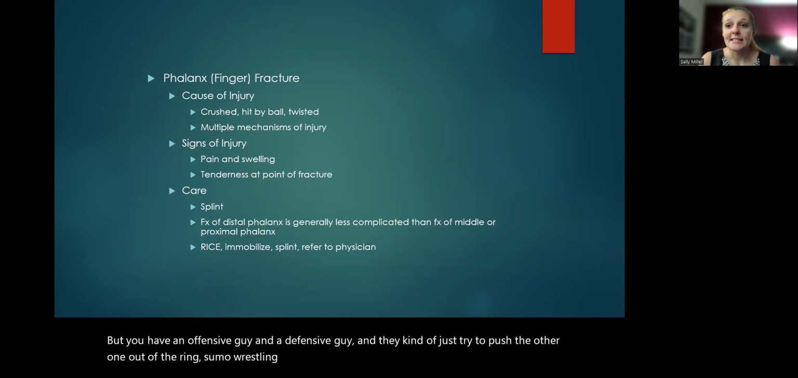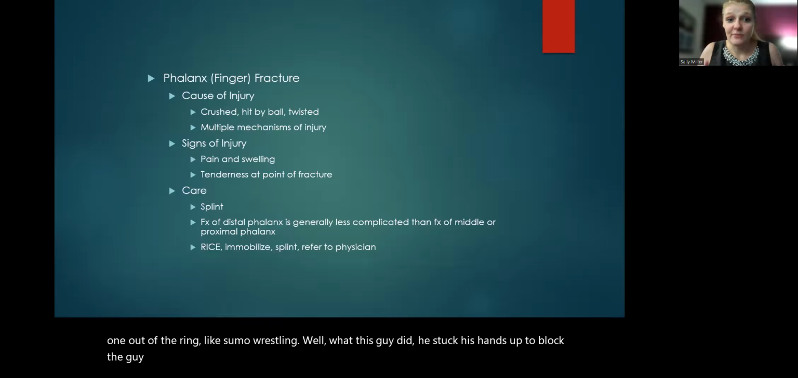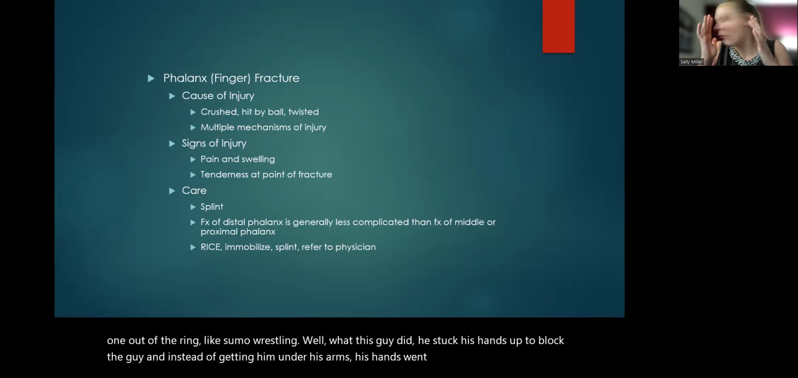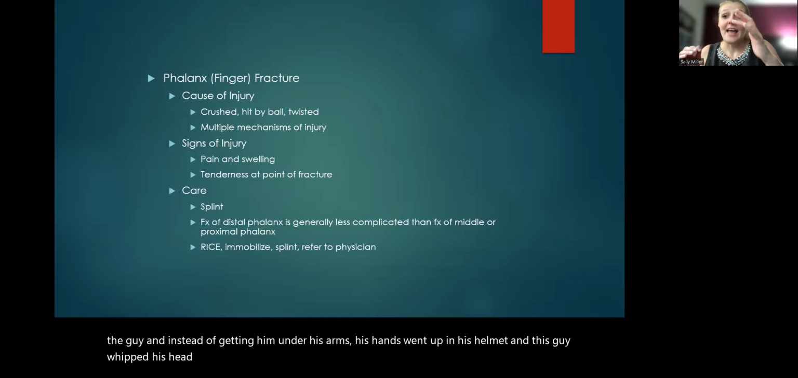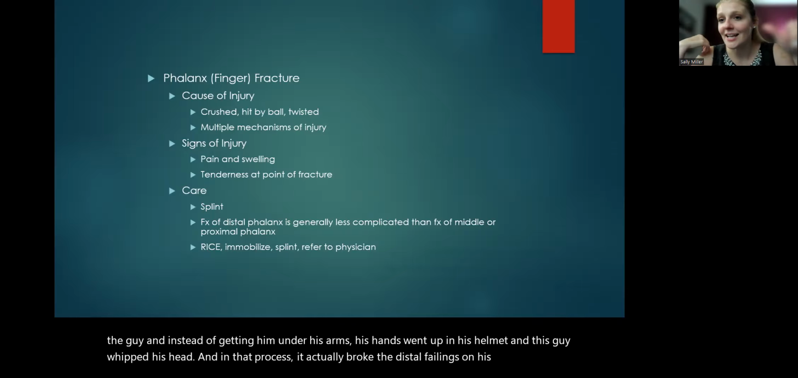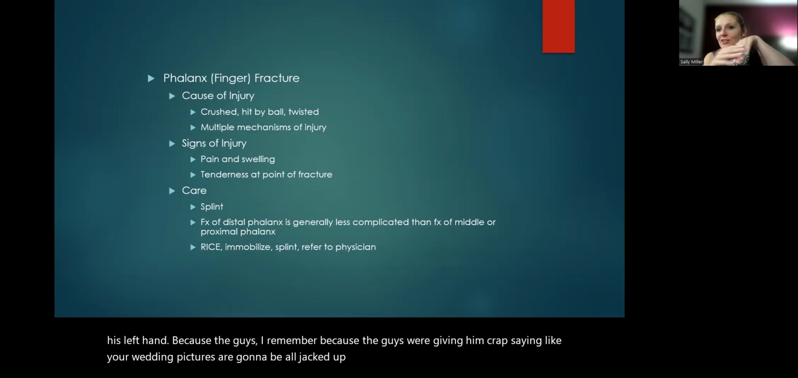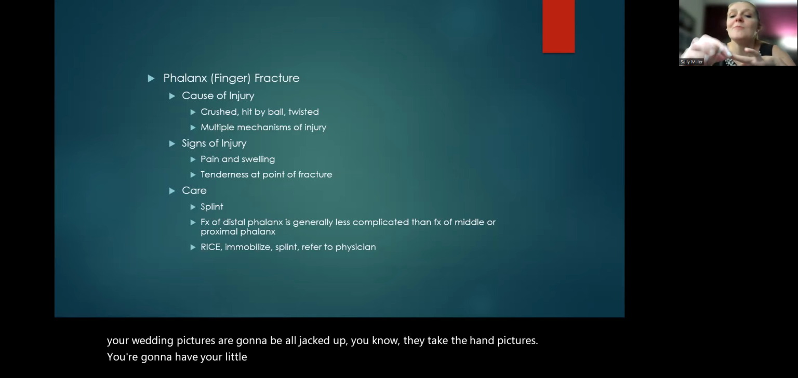Well, what this guy did, he stuck his hands up to block the guy, and instead of getting him under his arms, his hands went up in his helmet, and this guy whipped his head, and in that process, it actually broke the distal phalanx on his ring finger on his left hand. I remember it because the guys were giving him crap, saying, oh, your wedding pictures are going to be all jacked up, where they take the hand pictures, and you're going to have your little hand, whatever.